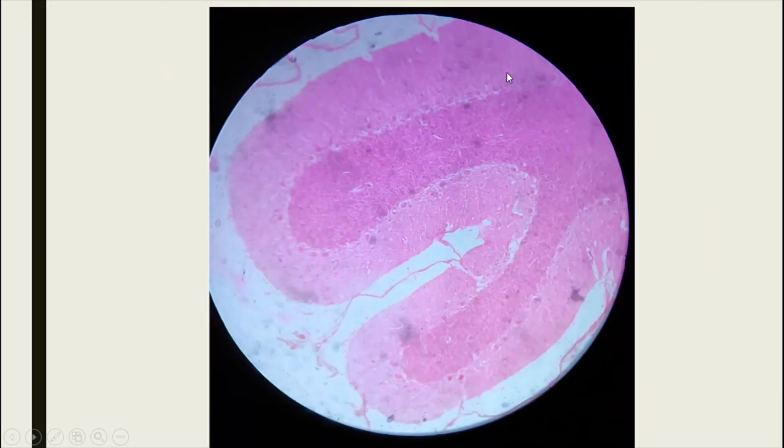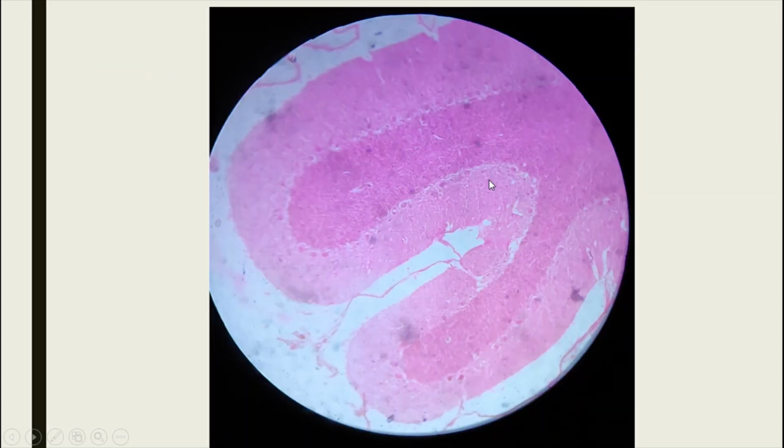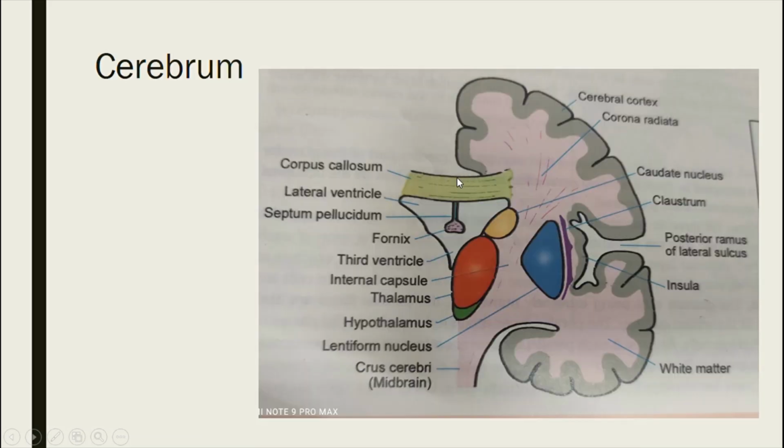This is the microscopic view of a folium. This is the outer molecular layer. These large dots represent the cell bodies of the Purkinje cell layer. Inner to that we can see the granular cell layer and the inner core of white matter. So that is all about the cerebellum, how we can identify it under the microscope with the 3 layers and inner core of white matter. Now the cerebrum.